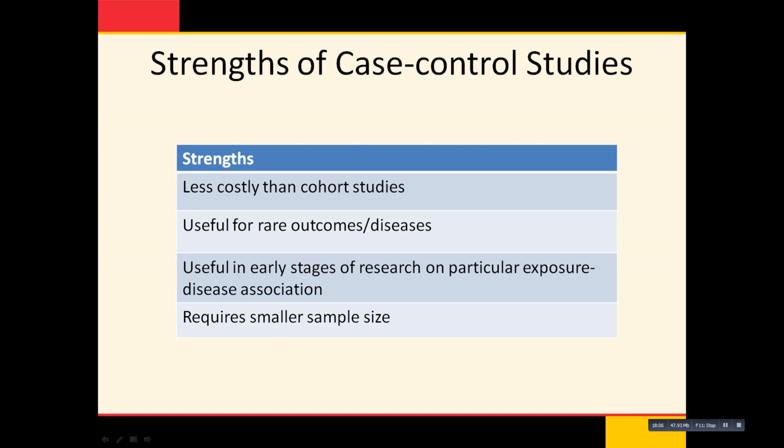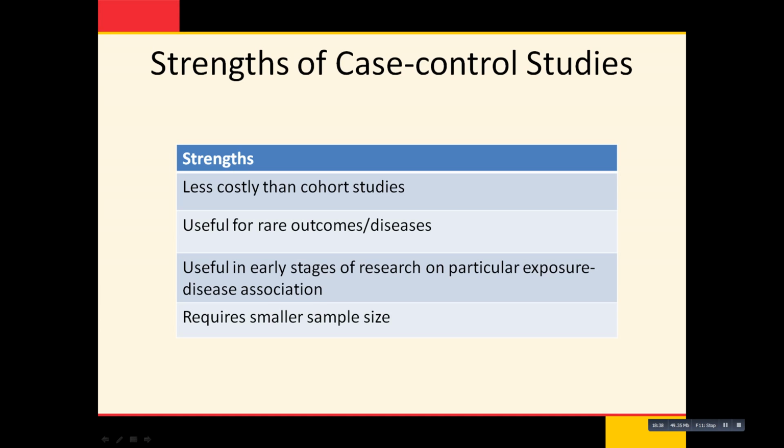So lastly, let's talk about the strengths and the limitations of case control studies. So case control studies in general are less costly than cohort studies. They're useful for rare outcomes and diseases particularly, or in the early stages of research when we're not sure about a particular exposure disease association. So again, helpful. They're less costly, they're usually faster to perform, and you can have a smaller sample size because you're starting with the people with disease and non-disease groups.